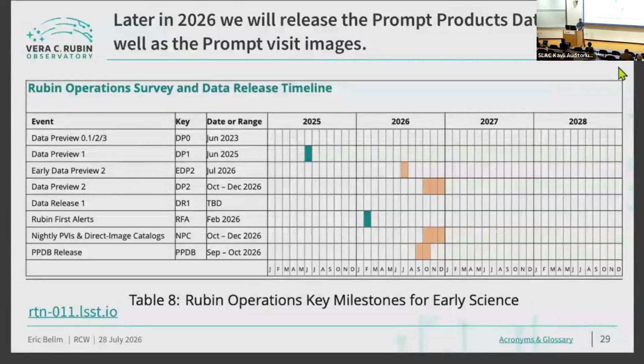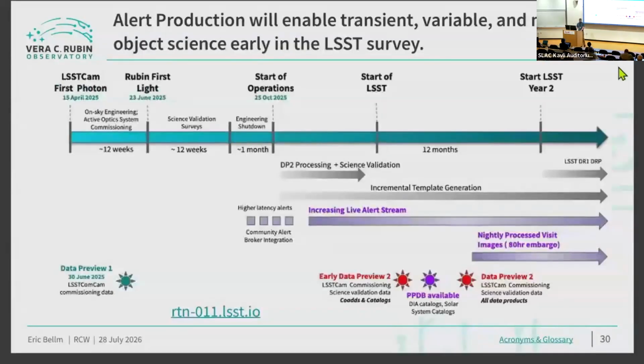All right, this is just a reminder of the release schedule. Jeremy already mentioned the September, October for the PPDB, and then later this calendar year for the prompt visit images. So look forward to that. And so we're going to scale up alert volume and quantity over the next year as we are able.